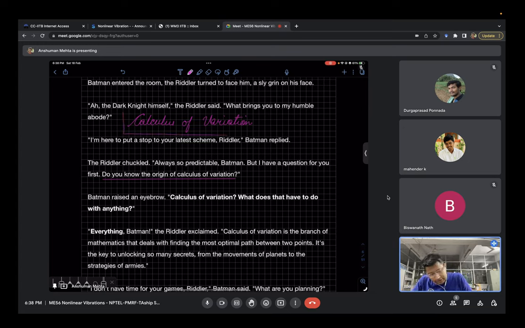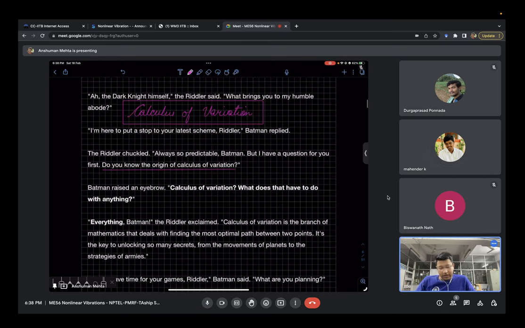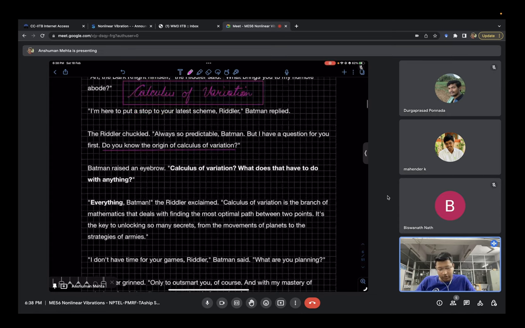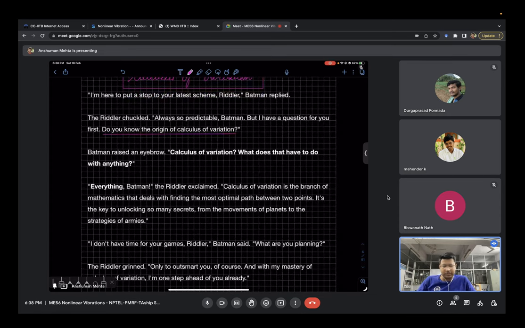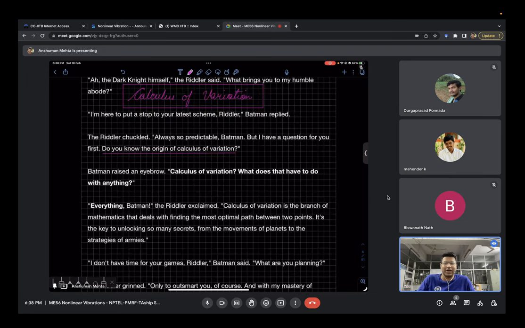That is a very prime question: where do all these theorems and principles come from? It all comes from calculus of variation. It is a huge topic in mathematics, and it is kind of the basics of all the mechanics. I'm saying all the mechanics. So hence the Riddler asked this question: do you know the origin of calculus of variation? It's a very grand question he's asking. Batman raises an eyebrow: calculus of variation, what does this have to do with anything? Right now you are thinking, why is this guy teaching me calculus of variation, right?